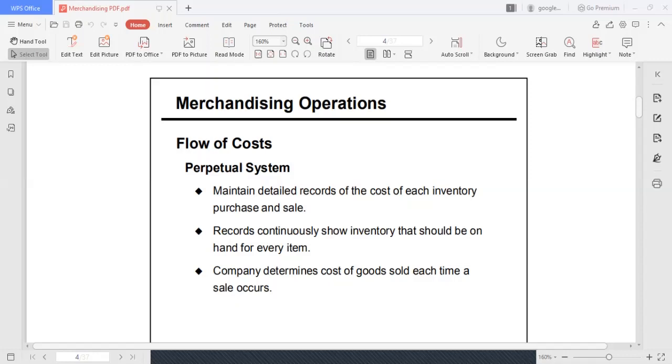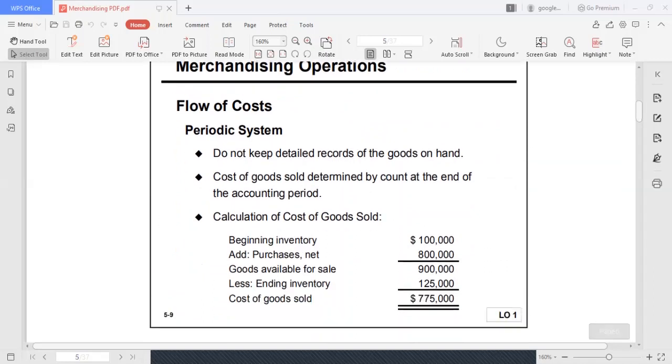So ibig sabihin, kapag tinanong ka, magkano or ilan ang inventory on hand mo as of specific day, under the perpetual system, you can easily identify and you can easily know what is the inventory on hand as of a specific day. So the company determines cost of goods sold each time a sale occurs.